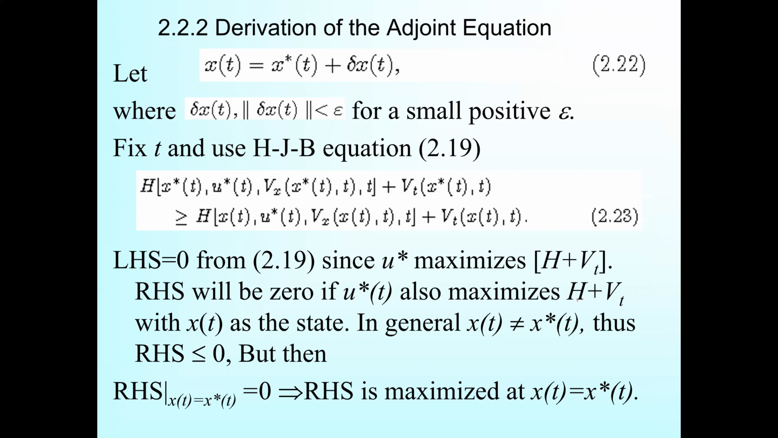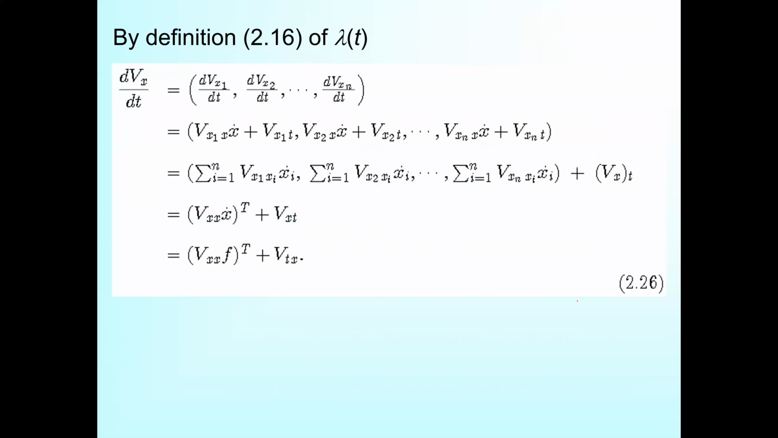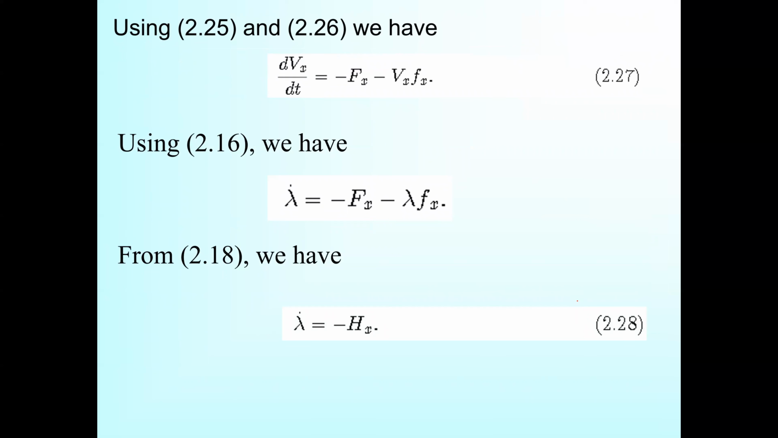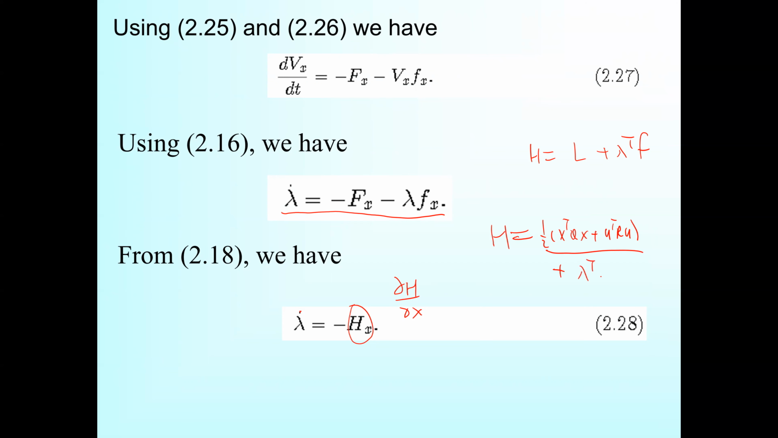There are a lot of details, but in the end, we are going to have adjoint equations like that, and basically it is equal to the Hamiltonian, partial H partial x, and this is a lambda t here. So we derived it from a different angle. So remember, what is H? H is L plus lambda t f, okay? So this is x transpose Qx plus u transpose Ru. This is L plus lambda transpose here.